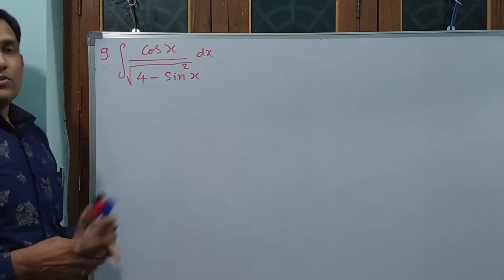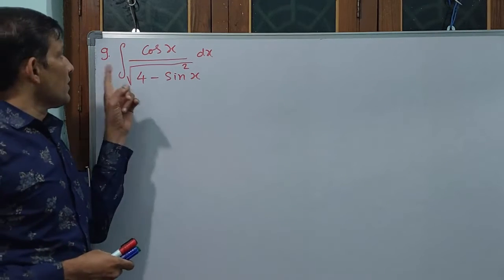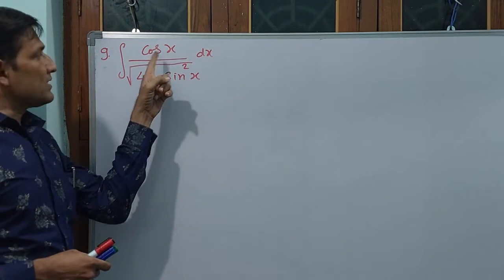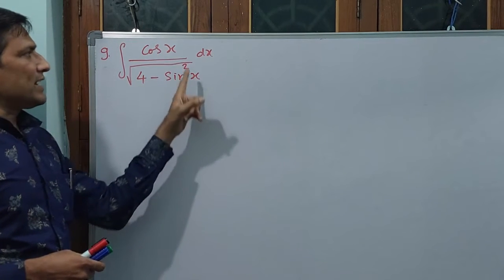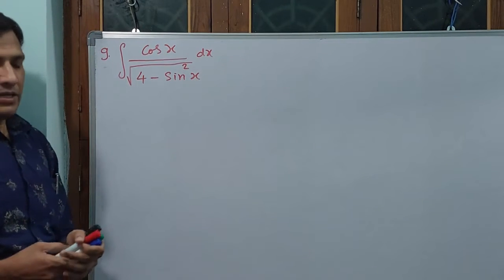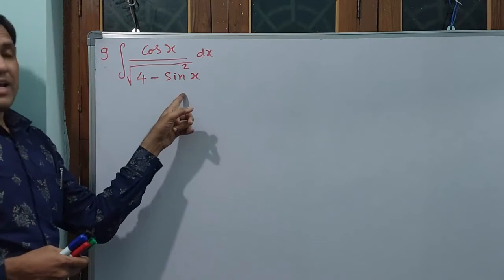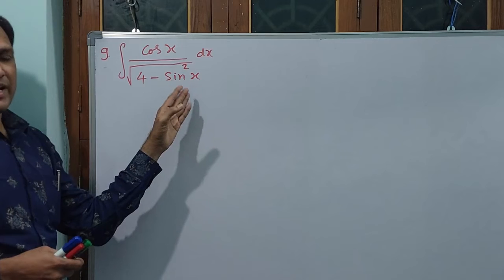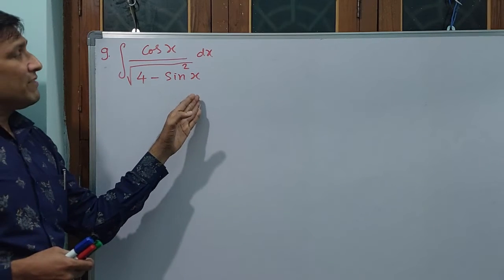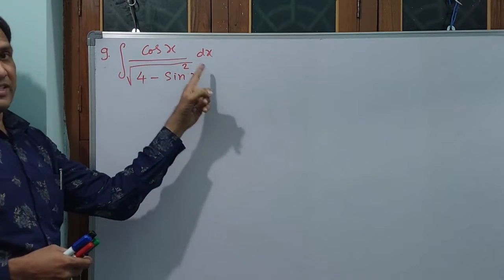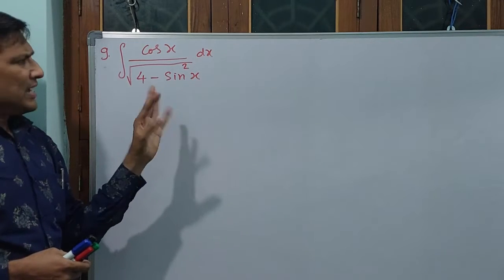See the 9th question. Integral cos x by square root of 4 minus sin square x dx. This is there. By seeing itself we can say here, sin x you have to take as t. Why? Because if you take sin x as t, dt will be cos x dx. Cos x dx is already available. That I need not explain.